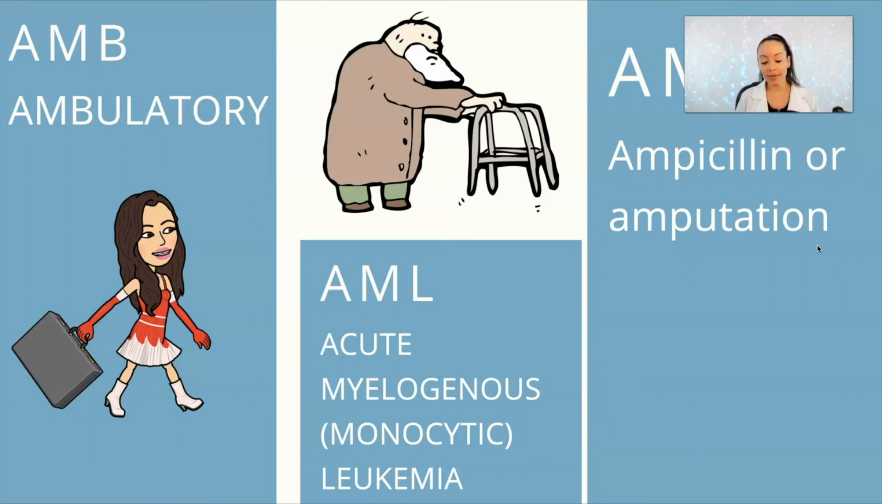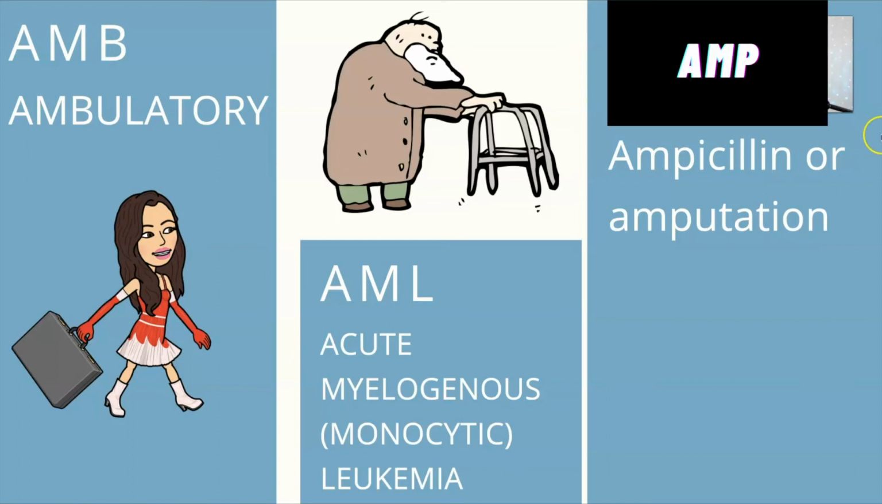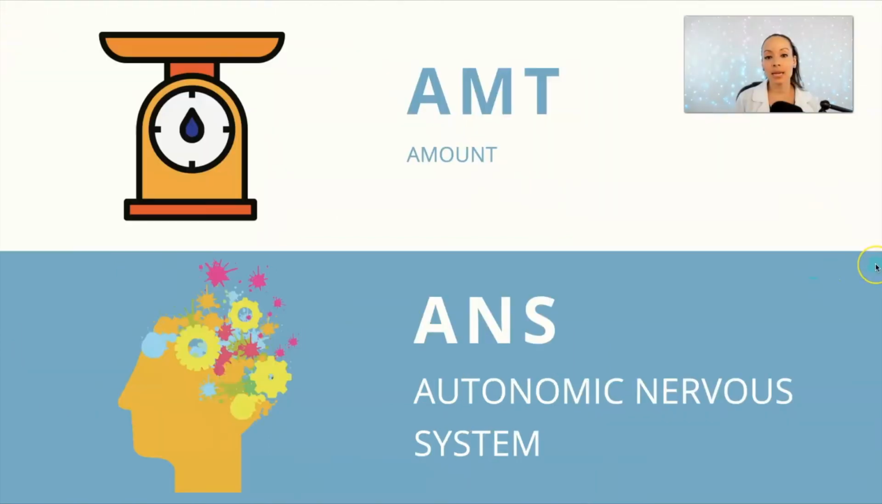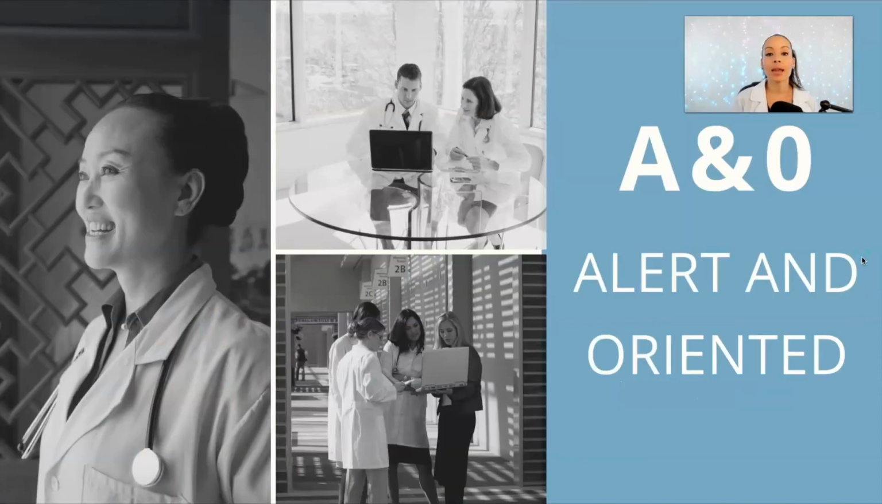AML is acute myelogenous monocytic leukemia. Usually occurs in older adults, and that's why I have this gentleman here. AMP is ampicillin or amputation. AMT is amount, and ANS is autonomic nervous system.